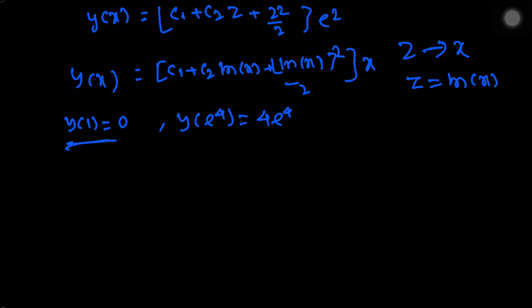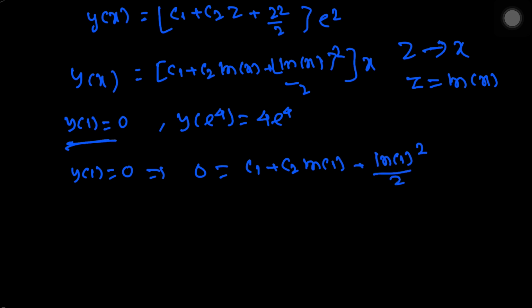Now from this what we get? y(1) equal to 0 implies 0 equal to c1 plus c2 ln 1 plus (ln 1) whole square by 2, into 1. Now what we know is that ln 1 equal to 0. So basically c1 equal to 0.